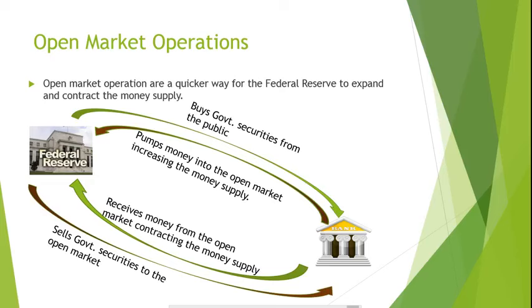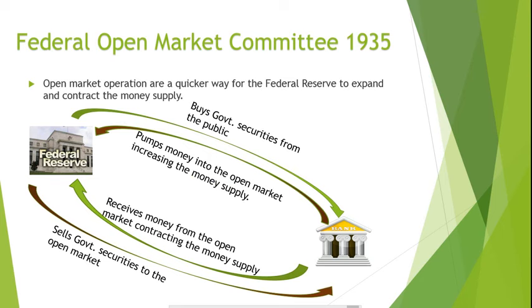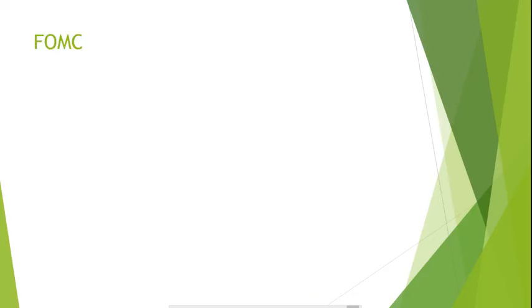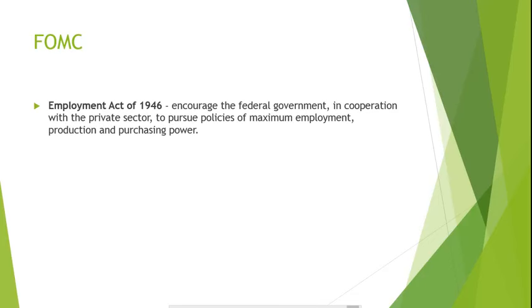The open market operations were exercised by several committees within the Federal Reserve Bank until the Banking Act of 1935 formally created the Federal Open Market Committee, also known as the FOMC, as a separate legal entity. A mild recession occurred in 1945 as wartime government spending subsided. Congress reacted to the slowdown and passed the Employment Act of 1946 to encourage the federal government, in cooperation with the private sector, to pursue policies of maximum employment, production, and purchasing power.